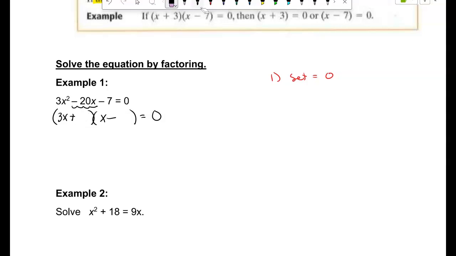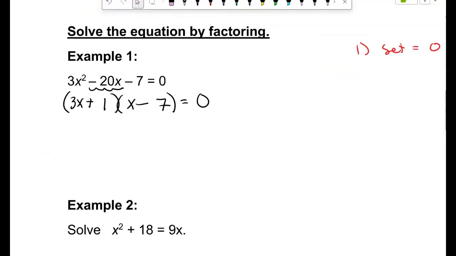So first thing we're going to do is we're going to switch. We're going to go 1 and 7. Now is it correct? Yeah, because we have 3 times a negative 7. That's a negative 21. Inside we have a positive 1x. Does that give us a negative 20x? Great. So now that we have it factored, set each one equal to 0.